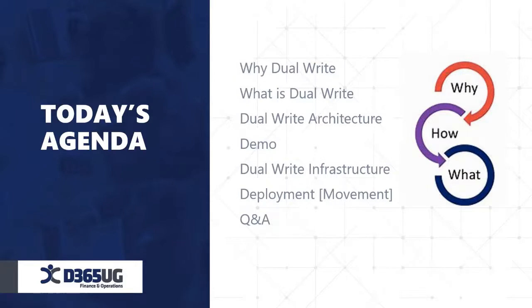So we start with why do we need dual write, and what is dual write. Then I'll explain the architecture behind dual write. Then we have a demo, and the infrastructure involved for dual write. And then the deployment, where I will talk a little bit about how we can move all the changes from a dev environment to the test, UAT, up to the production environments. If you have any questions, please feel free to ask at the end of the session.